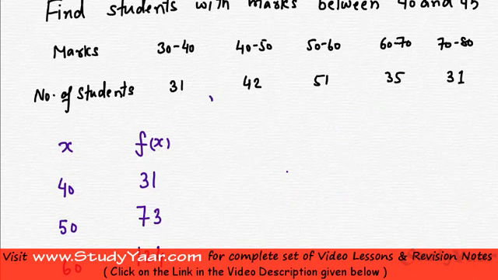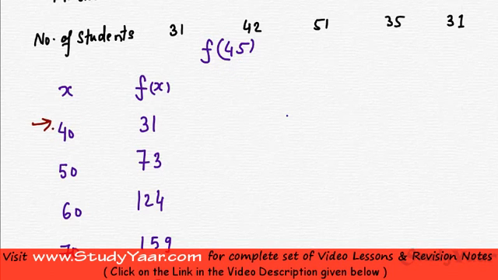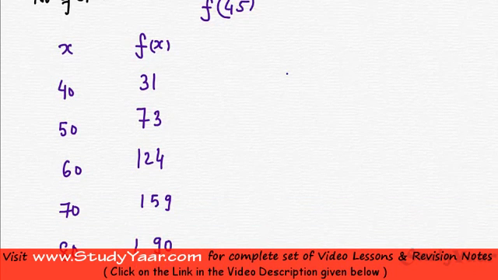So now it's a standard interpolation problem where you can use Newton's interpolation formula, your forward interpolation formula rather, because you are finding out f of 45. Your starting value is 40, so 45 is nearer to the beginning of this set of values. So you are going to use your forward interpolation formula. Let's calculate the forward differences. 73 minus 31 is going to be 42.